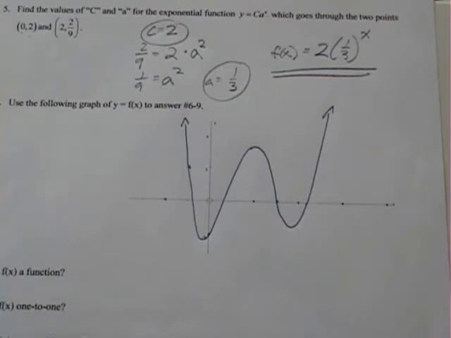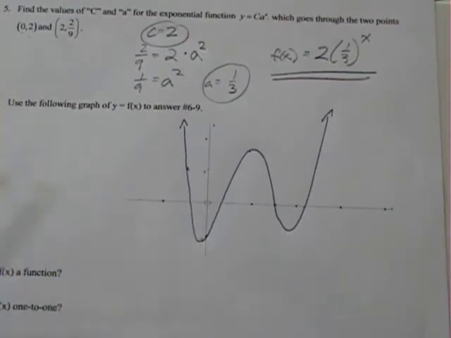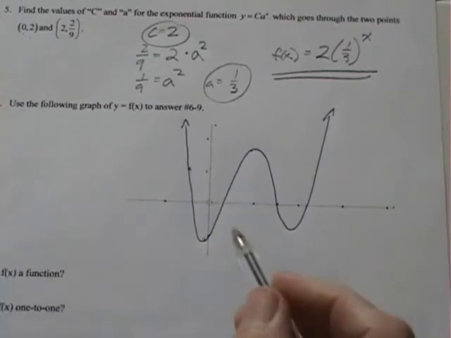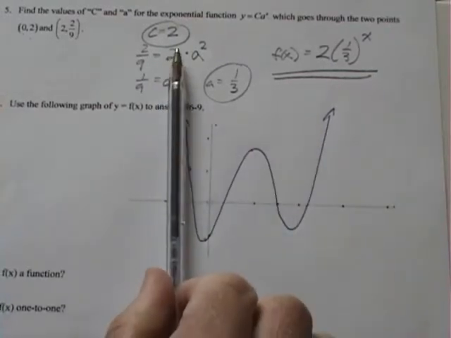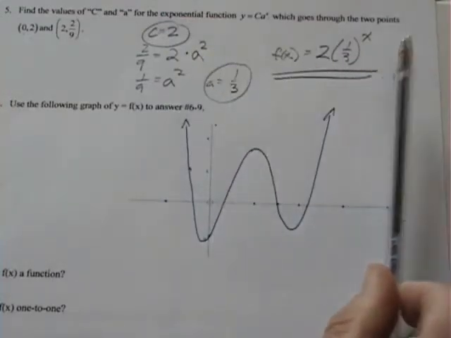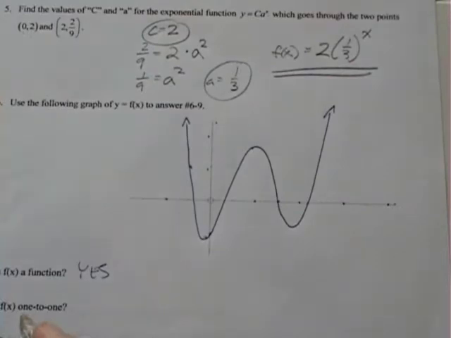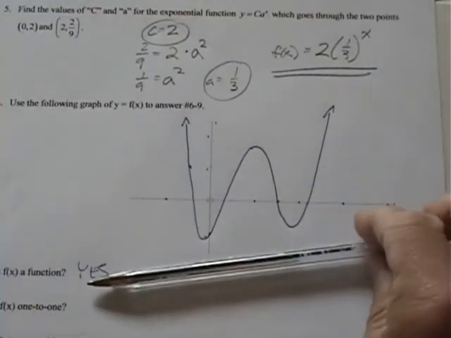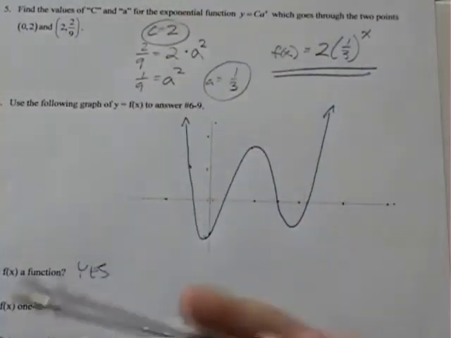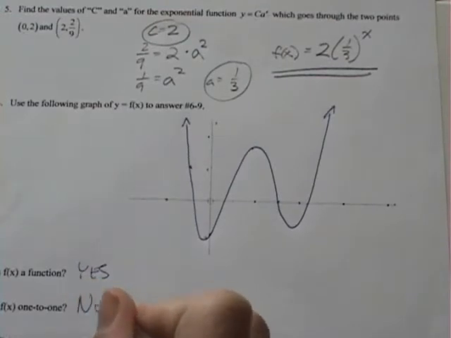Okay, I'm back with a properly drawn function here. Looking at the graph, it says, is f of x a function? Well, you just ask, does it pass the vertical line test? And yes, it seems to, so that would be a yes. And then, is it 1-to-1? That's the whole horizontal line test, and no, it is not. So that would be a big no.